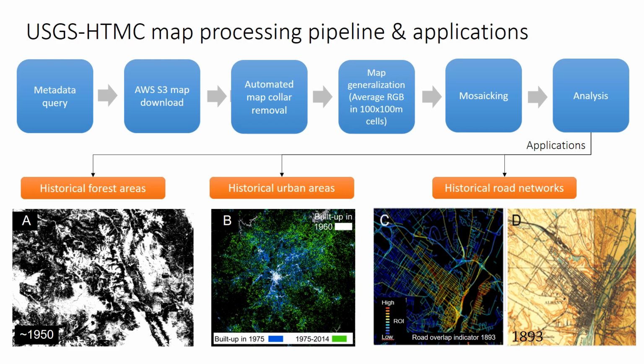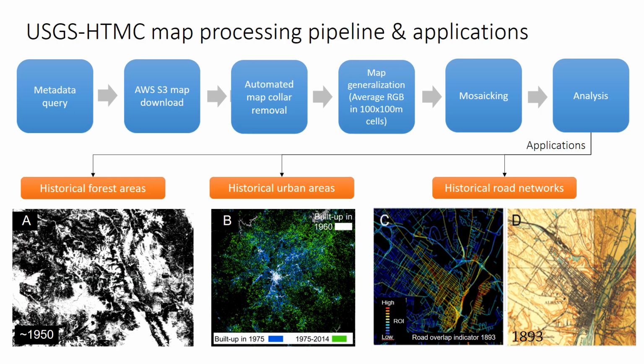Based on the metadata, we also know the corner coordinates of each map, so we can automatically remove the map edge from the scanned map sheet. Now these downloaded geotiffs are of a very high spatial resolution, 1 to 5 meters, and that's too high for us. We're interested in lower, more meaningful resolutions here. So what we do is generalize the map to a meaningful resolution. Here, for example, we use an average of the RGB information in grid cells of 100 by 100 meters.